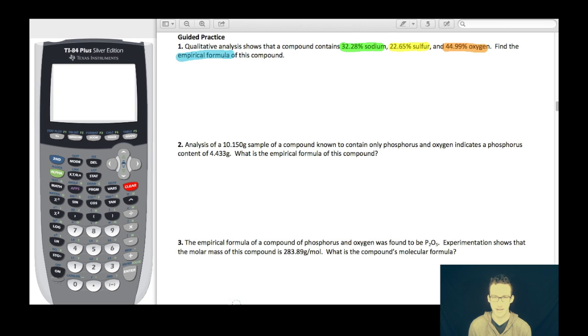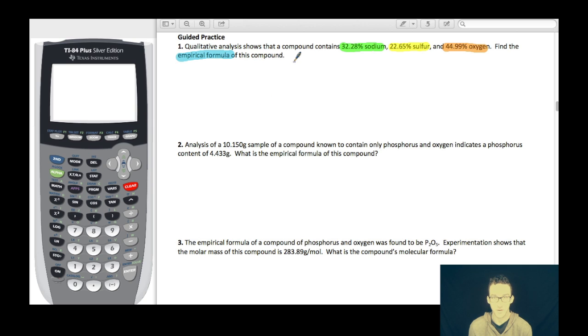Alright, so we have to keep in mind that the empirical formula is the smallest whole number ratio of moles. So we need to figure out how many moles of each of these elements we have and then compare them to figure out what the ratio between them is.